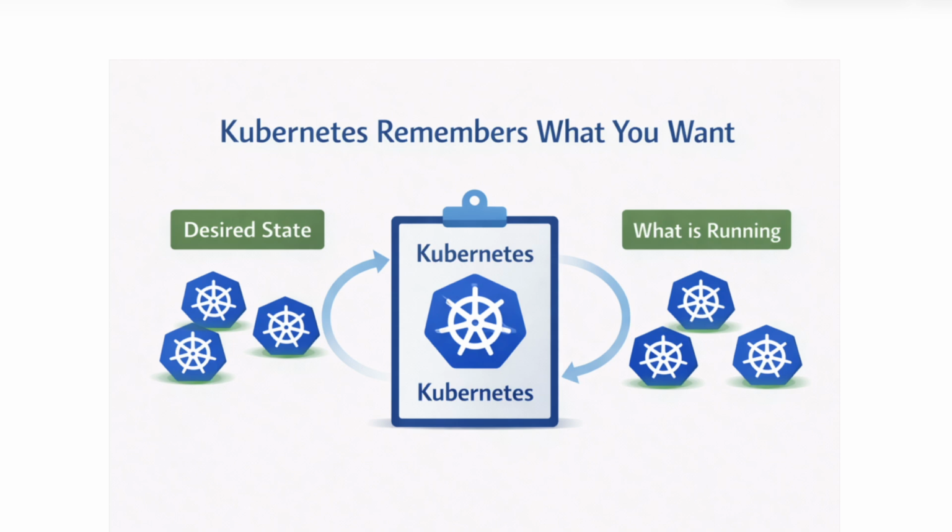Kubernetes does not just start things and forget about them. When you tell Kubernetes what you want to run, it remembers that information. Kubernetes continuously compares what should be running and what is actually running. If these two do not match, Kubernetes takes action to bring things back to the way you want it. This idea is called desired state.